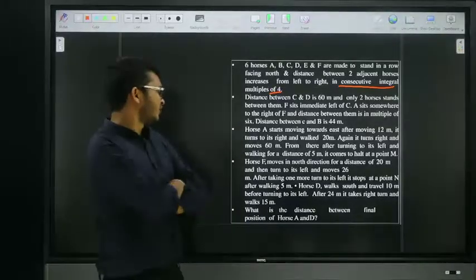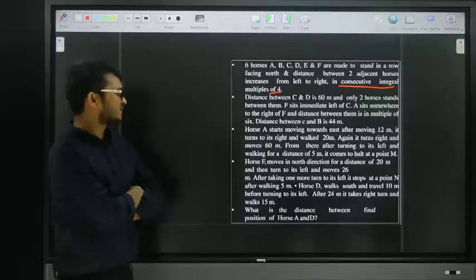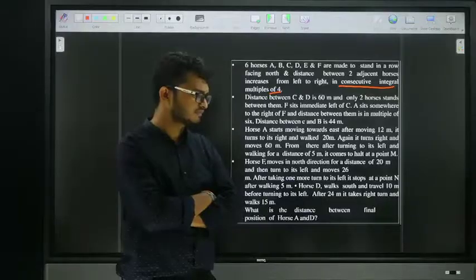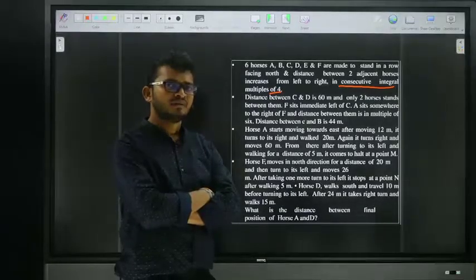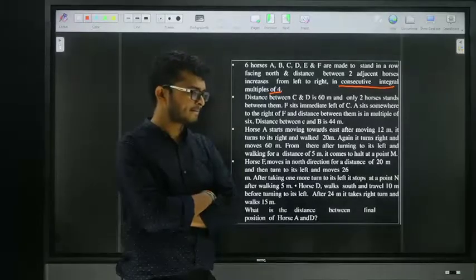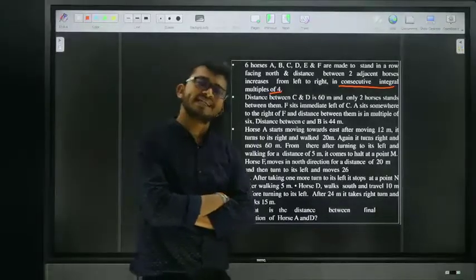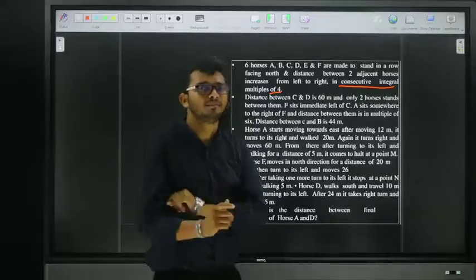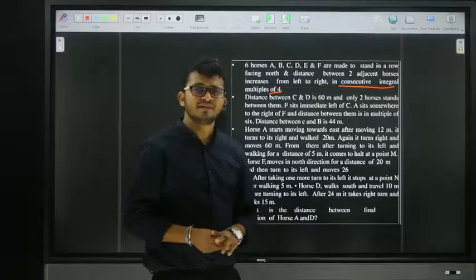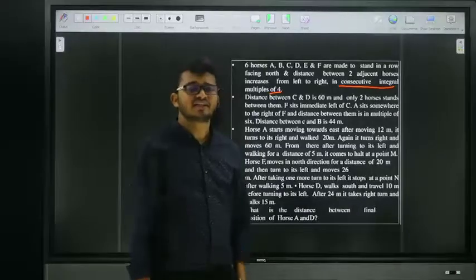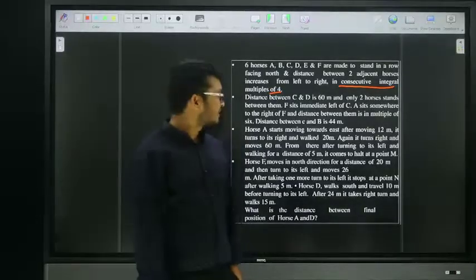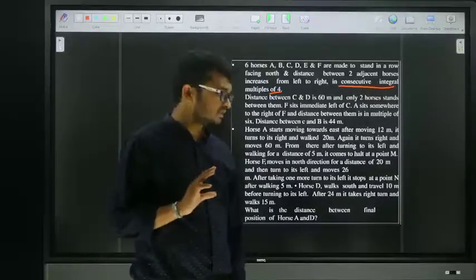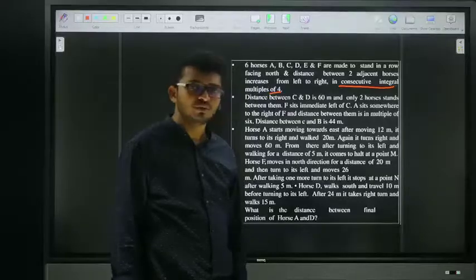Friends, what is given here? What is the distance between the final positions of horse A and D? In the previous question, they directly gave the distance between car A and B as 33 meters, with A immediately left of B. Then the next one is compulsorily 36, then 39, and so on. But here they didn't give such a clue point, so first we are going to find the distance, then we are going to take the multiple.